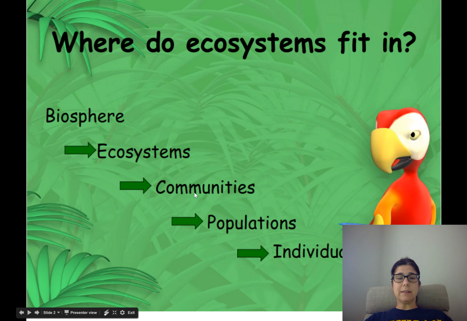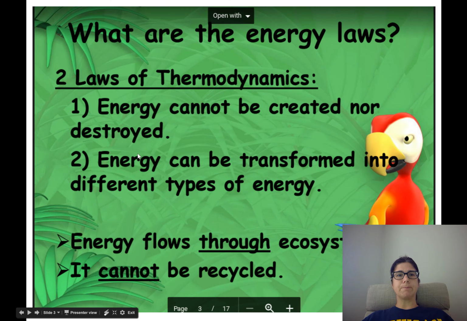Communities, we take out the abiotic factor, and we're just talking about different populations of organisms. Populations refer to individuals that are the same species in the same area, and individuals we call organisms. So just remember that organization, and we're going to focus on the ecosystem level here.